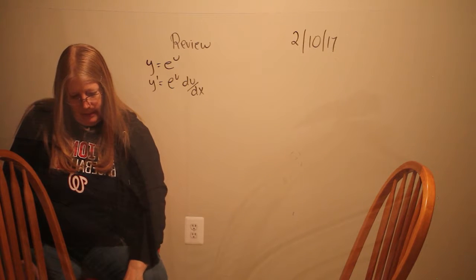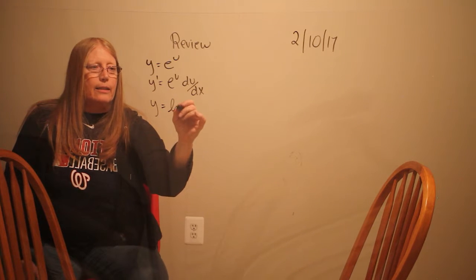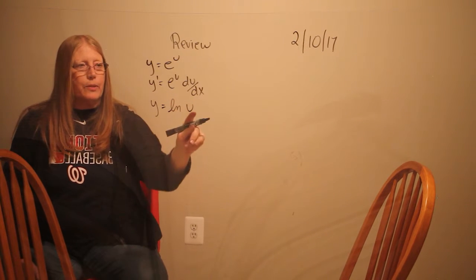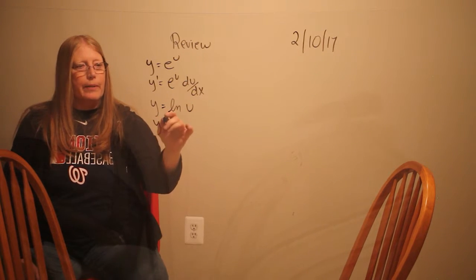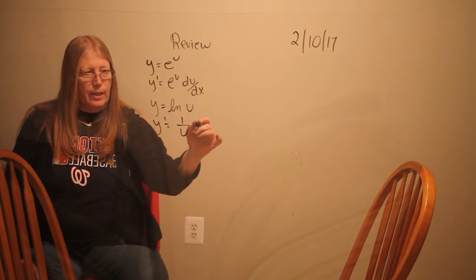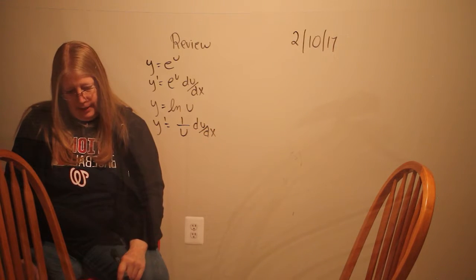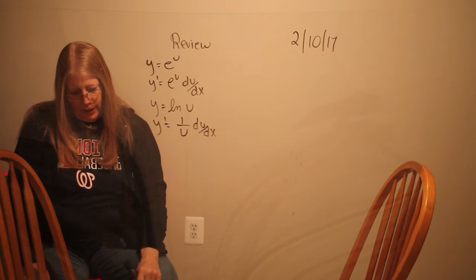All right, so then y equals ln of u, which is an expression in x. y prime is 1 over u du dx. So that's when you have a natural log.